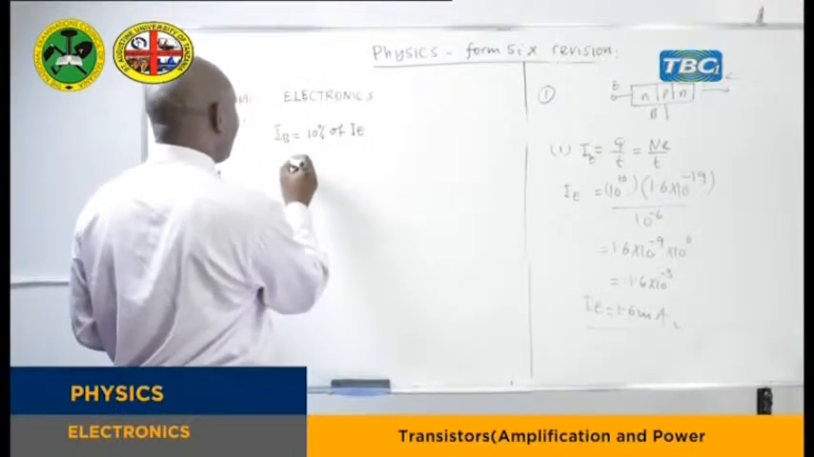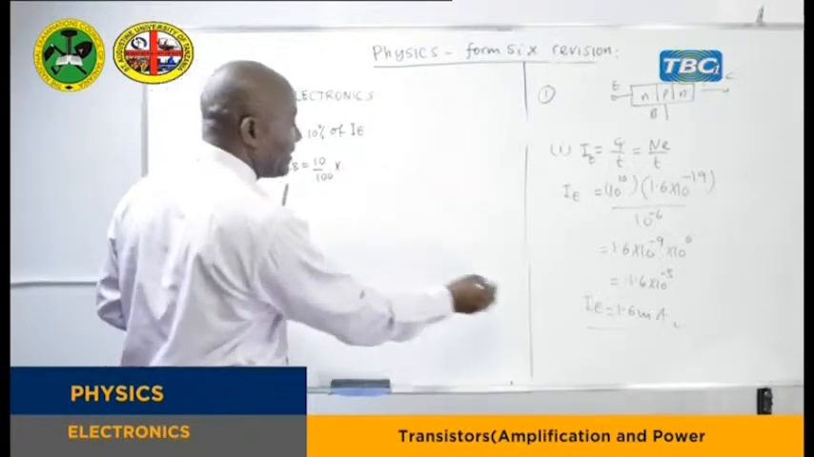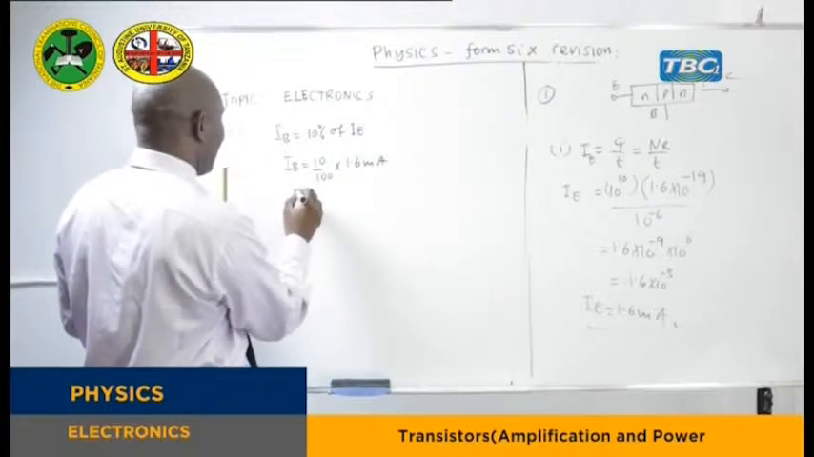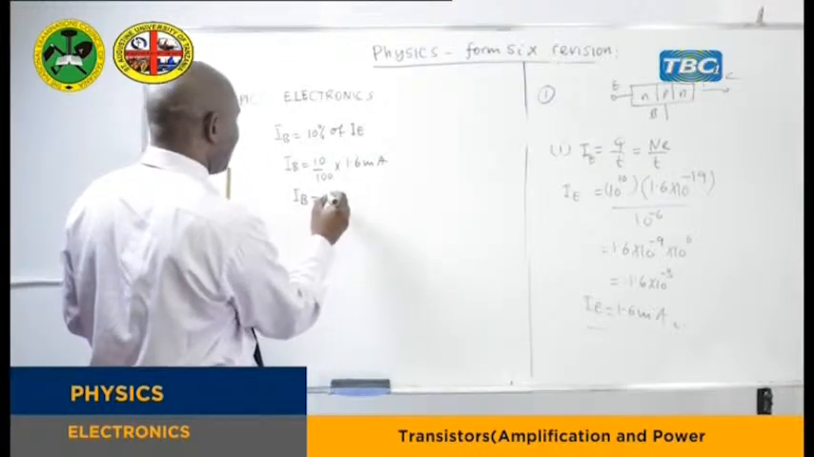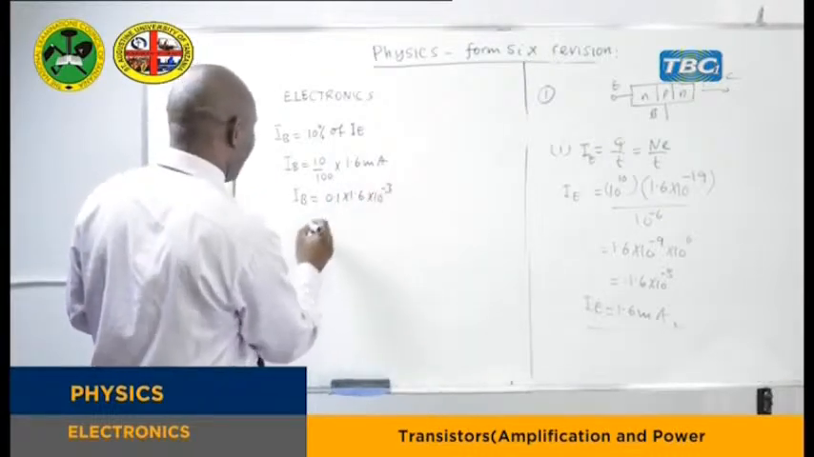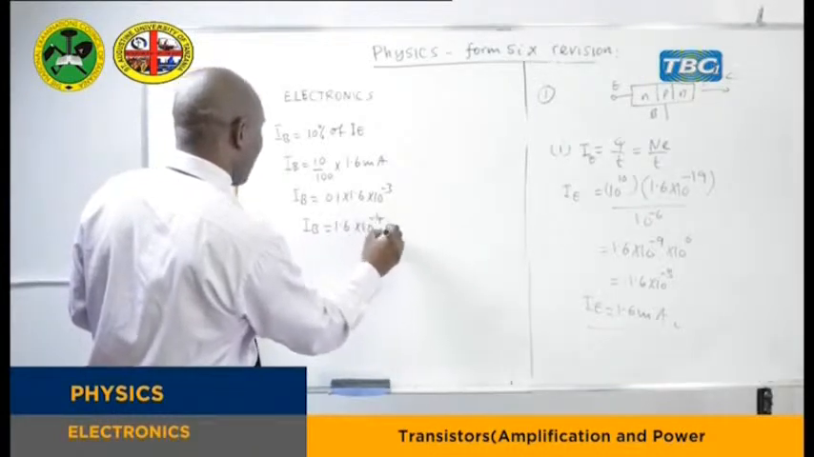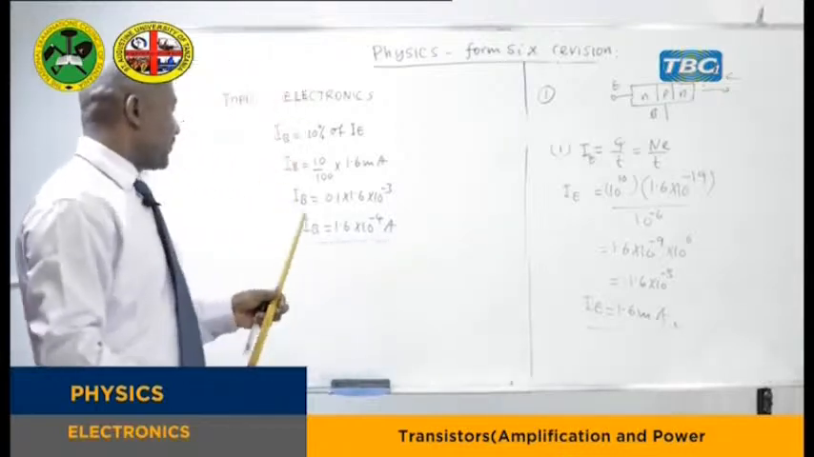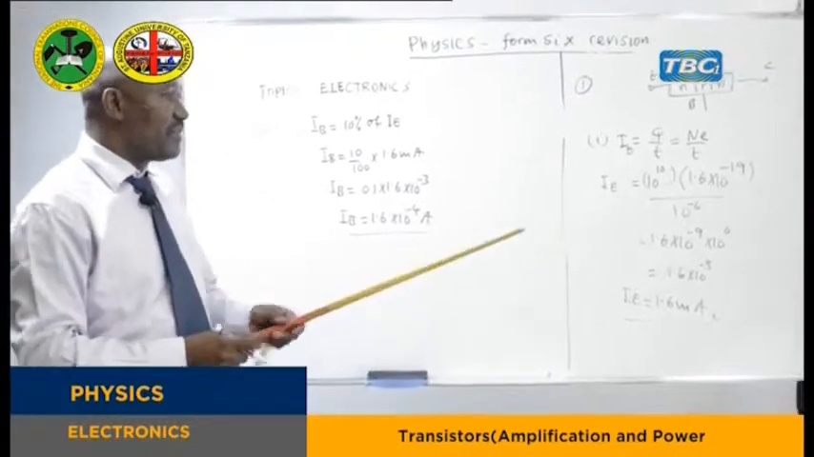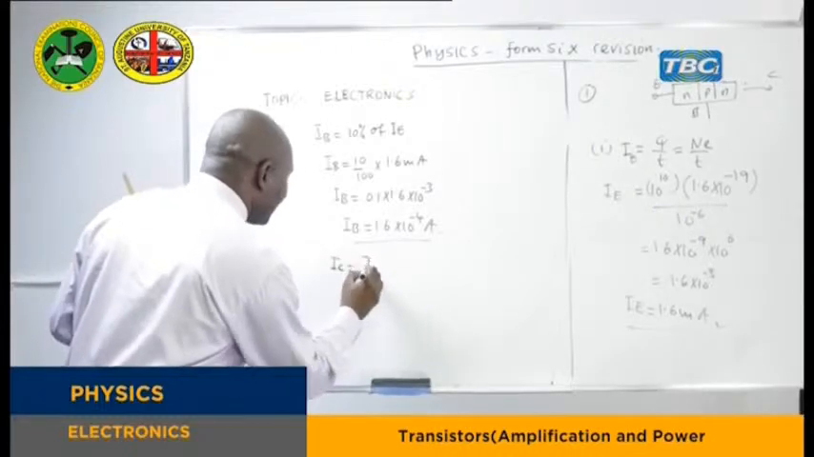So here we have base current equals to 10 percent of the emitter current, which is 1.6 milliampere. If you multiply there, this is 0.1 times 1.6 times 10 negative 3. So the base current here is equal to 1.6 times 10 negative 4 ampere. So we know the base current is 1.6 times 10 negative 4. Now you can find the collector current. How do you get the collector current? How do you find IC?